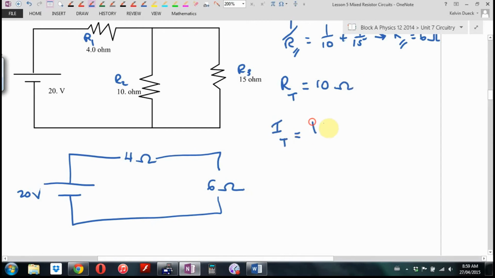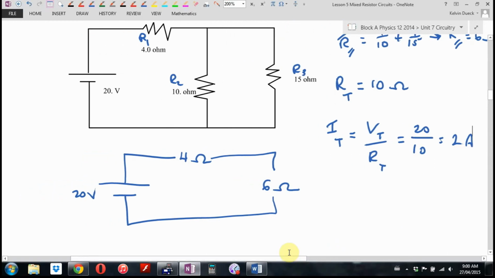Total current is total voltage divided by total resistance. What's the total voltage of this circuit? And that's going to be your voltage source. 20 divided by 10. Hey, nice. 2 amps. Did we just find total current? I'm telling you, the question's going to fall apart. I don't know how yet, but it's going to fall apart.